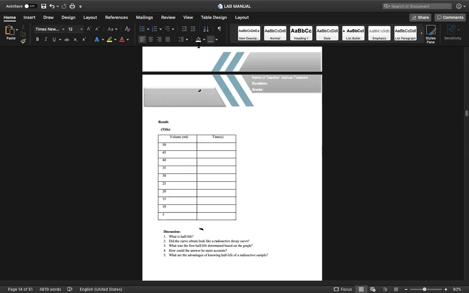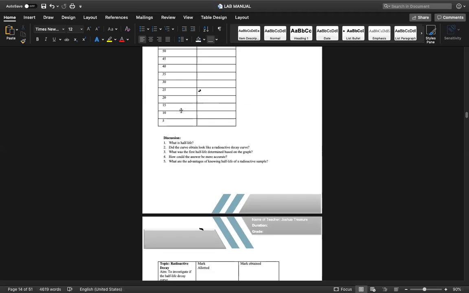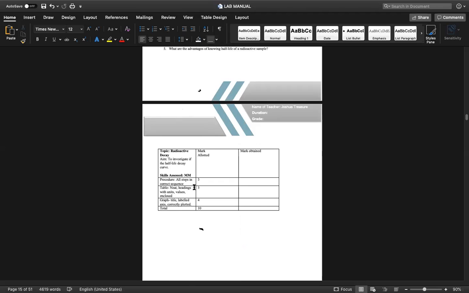So let's go down to our mark scheme. All right, so procedure. If you write it in past tense and it is in correct sequence, you have 3 marks already. Very easy stuff. Then your table should be neat as well, neat and with headings and so forth.